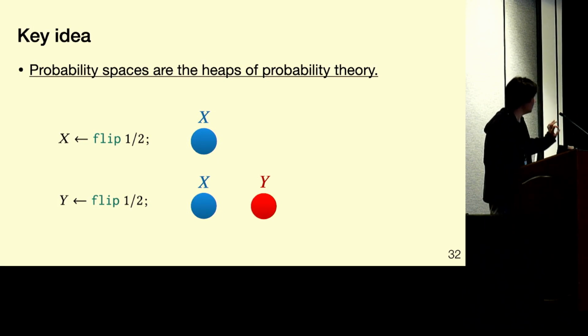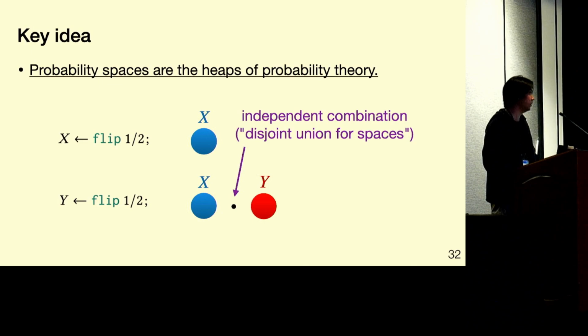Now, just as at the end of that imperative program, the final heap was a disjoint union of a blue heap and a red heap, at the end of this probabilistic program, the final probability space is going to be some probability space, a disjoint union of a blue probability space and a red probability space. This disjoint union operator is an operator that we've constructed called an independent combination of probability spaces. And it basically is like disjoint union, but for spaces. So it's a partial function on probability spaces, and it satisfies all the algebraic properties that you might expect.